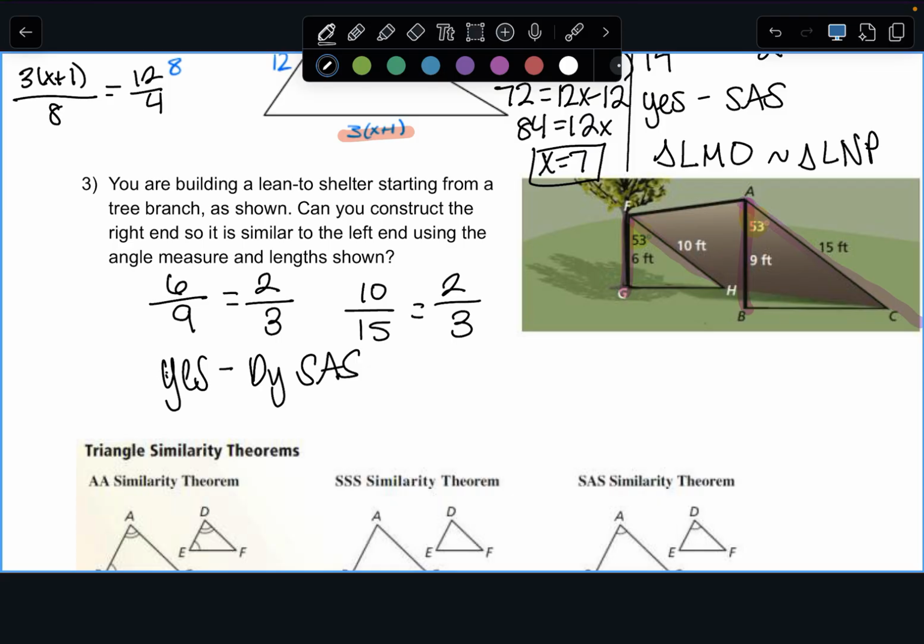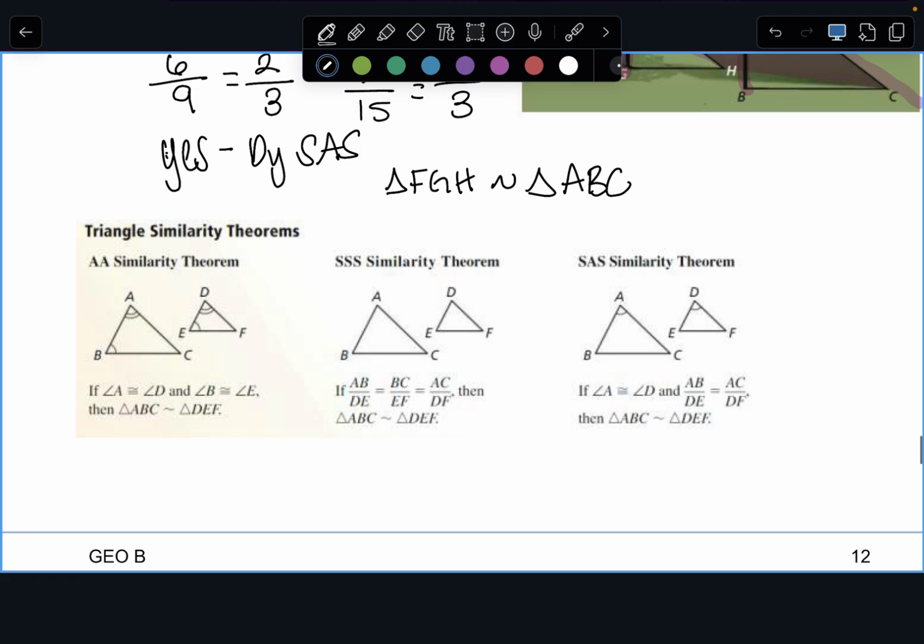And then if we wanted to match them, I could do FGH. That would be given to you on the test. But what does FGH match with? What goes with F? A. What goes with G? B. And then C. Okay? So again, we have a new shortcut for similarity, side, angle, side.